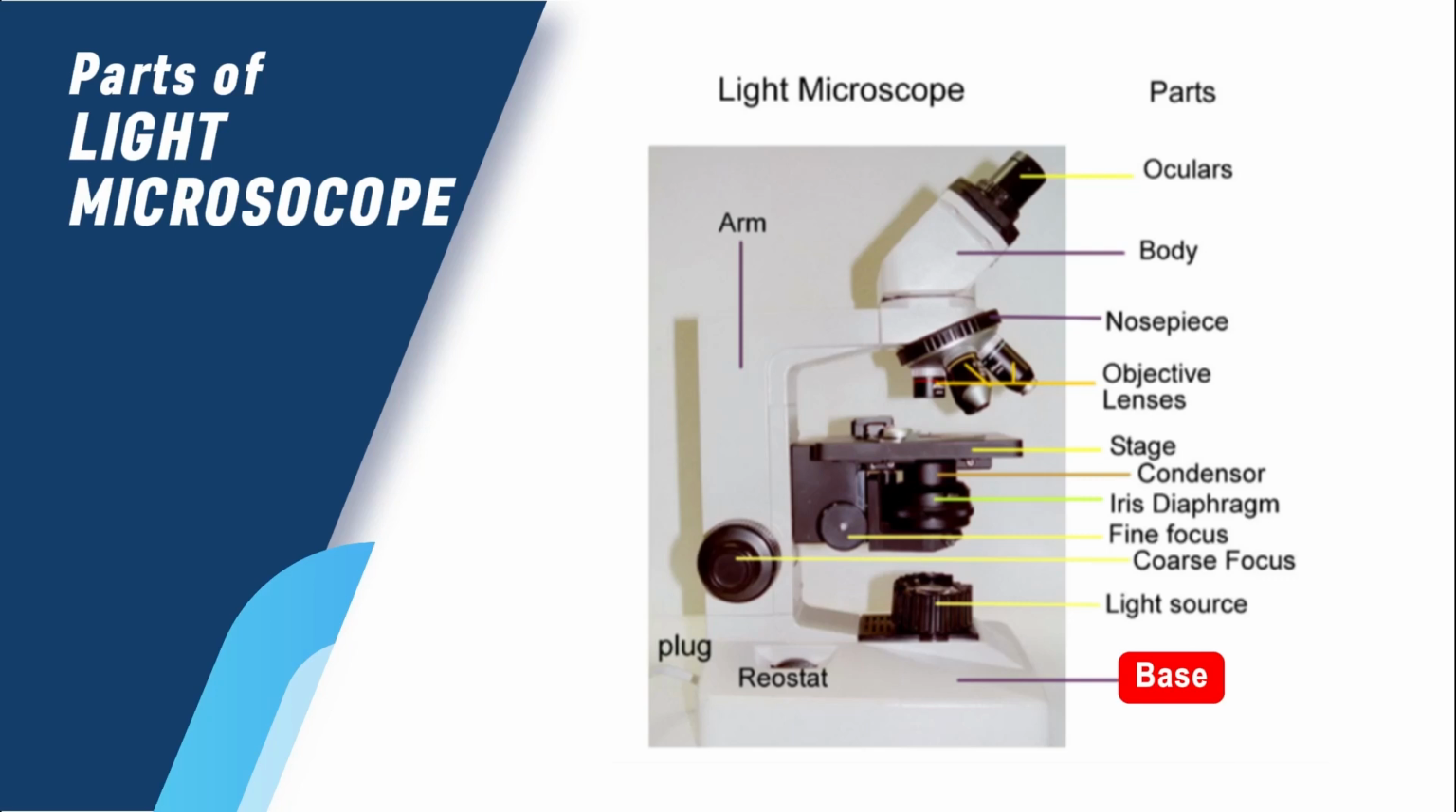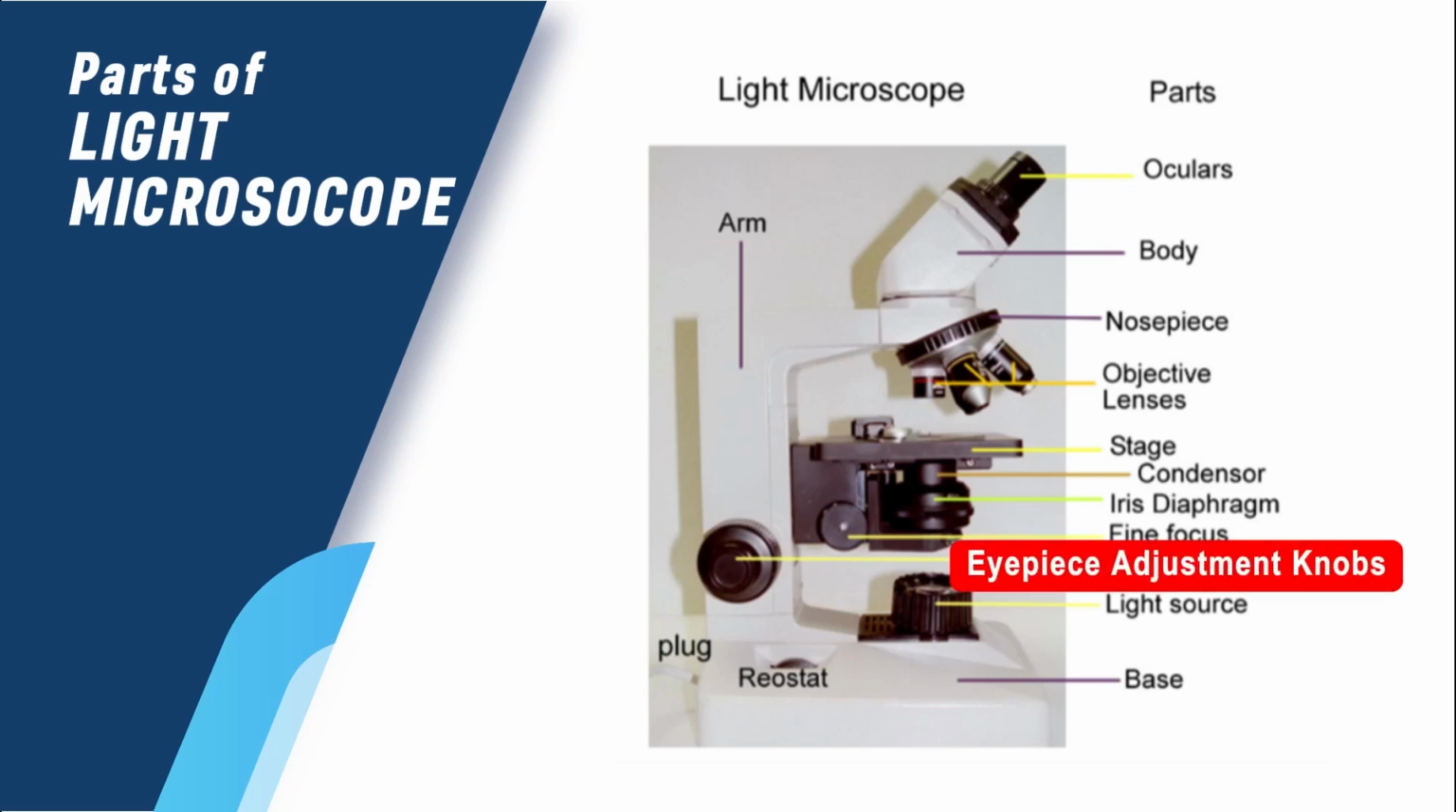It often contains the illumination source, power switch, and electrical controls. The base helps maintain the stability of the microscope during usage. Arm connects the base of the microscope to the nosepiece and eyepiece, used to carry the microscope around. The arm is the curved or angled portion of the microscope.